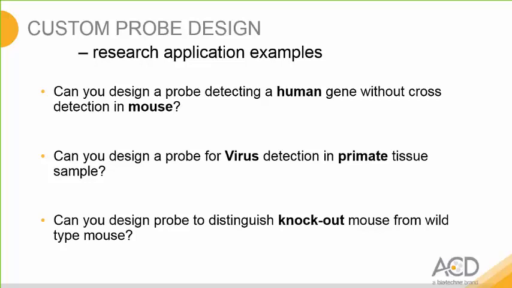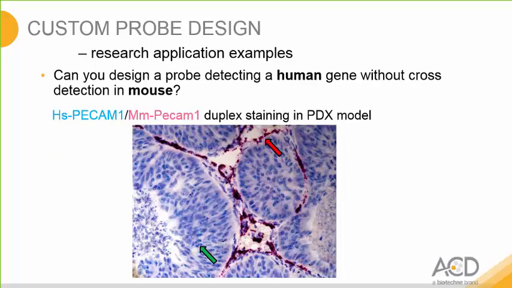So researchers request the customer probe design for a diversity of research applications. Here I'm going to show a few popular research applications using the RNAscope system and show you how to use the probe design input form to communicate with the probe design scientist and request the customer probe for those applications. One of the frequent requests we got is whether we can design a probe for detecting a human gene in mouse without cross-detecting the endogenous mouse gene. And the answer is yes.